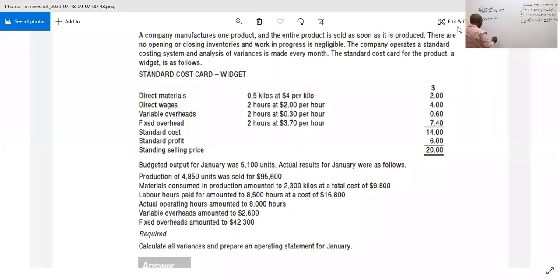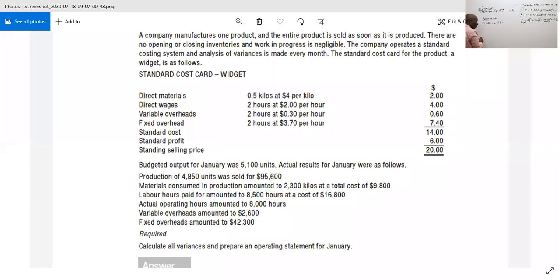Giving us at the corner there 0.6. Then of course for variances, I know I'll be subtracting this from the actual. And the actual variable overheads, they have given us down there in the actual statement. In the actual statement, we have variable overheads amounted to 2,600.